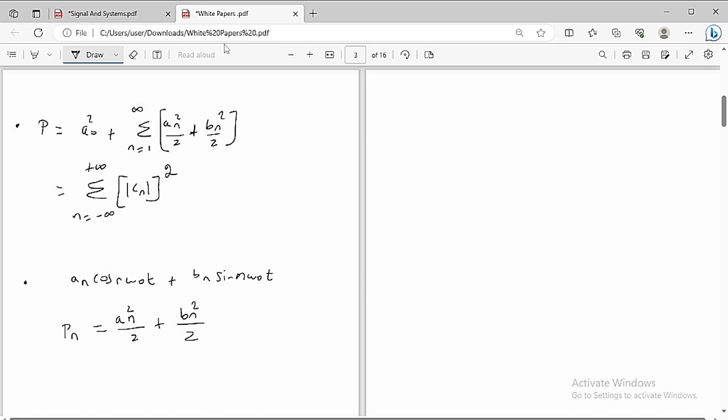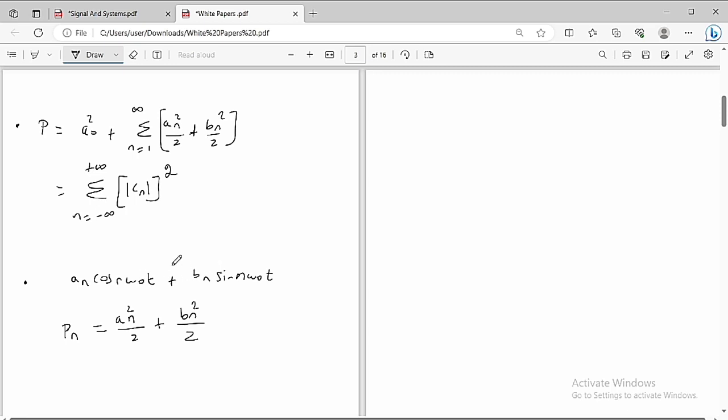So this is called the nth harmonic power. This is the power which is present in the nth harmonic component. I have already told you, this is the nth harmonic component in the trigonometric Fourier series.